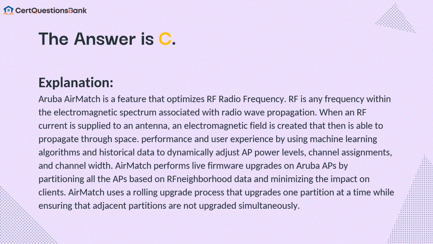Aruba AirMatch is a feature that optimizes RF, radio frequency. RF is any frequency within the electromagnetic spectrum associated with radio wave propagation. When an RF current is supplied to an antenna, an electromagnetic field is created that then is able to propagate through space. It improves performance and user experience by using machine learning algorithms and historical data to dynamically adjust AP power levels, channel assignments, and channel width.